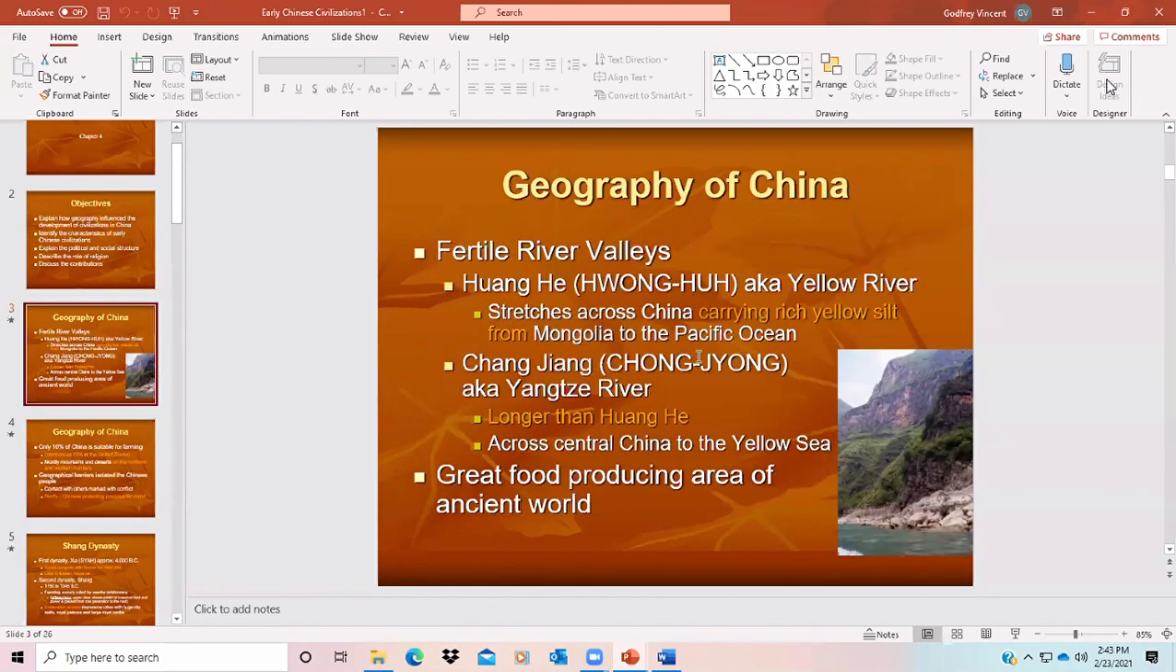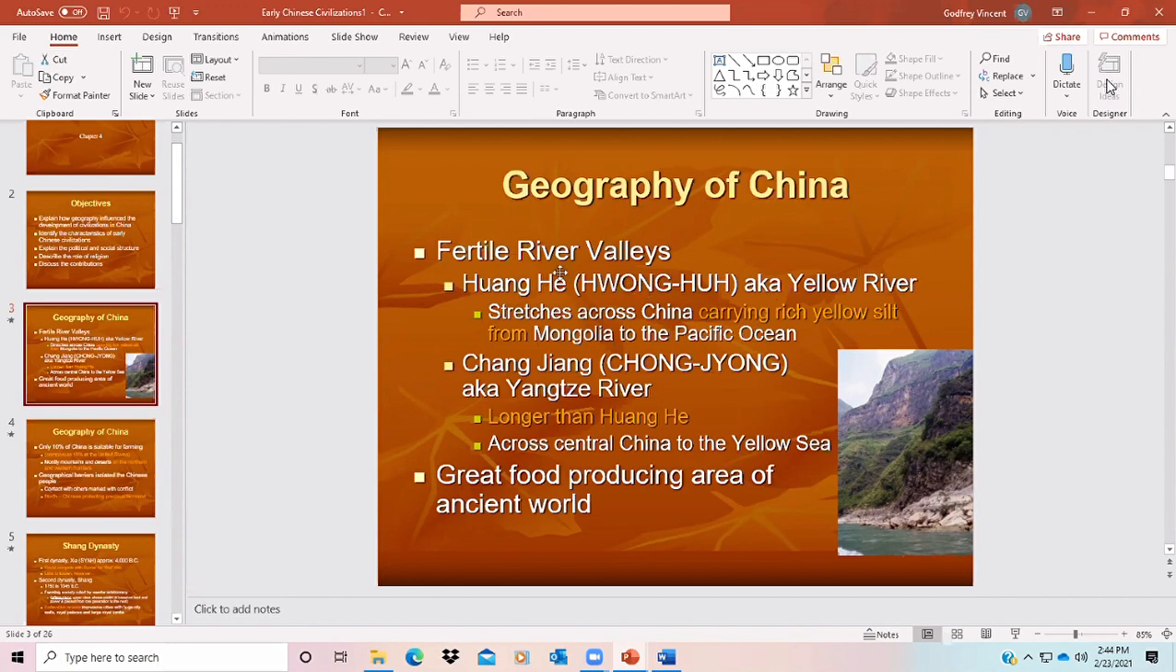So the two rivers, right, the Yellow River, the Hong-He, and the Yangtze. These are the Chinese names: Chongjiang, Hong-He or Hong-Hu, aka Yellow River. So this name and this name is the same.